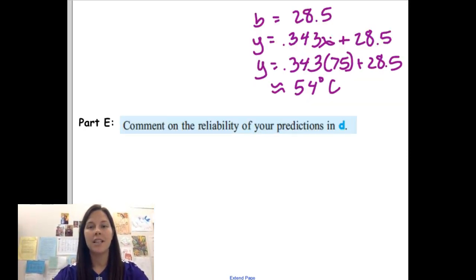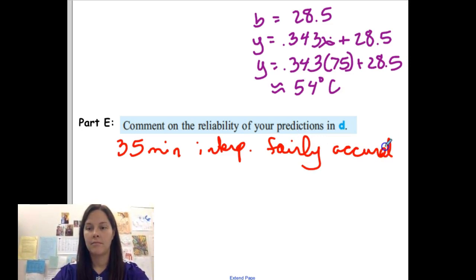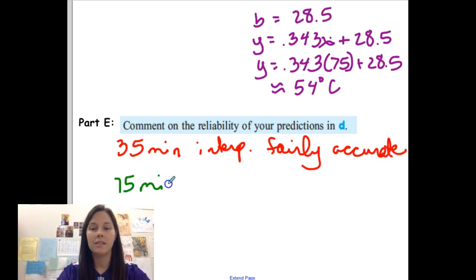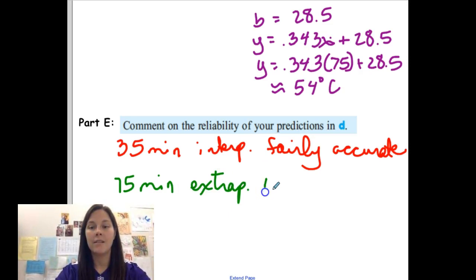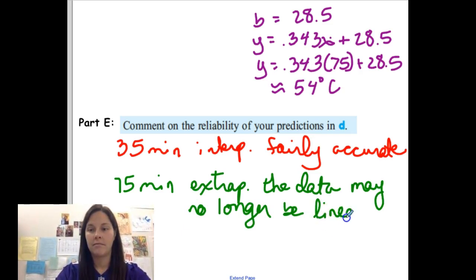Finally, we're asked to comment on the reliability of our predictions. 35 minutes was an interpolation, so it should be fairly accurate. 75 minutes was extrapolation. The data may no longer be linear. So it's not reliable.